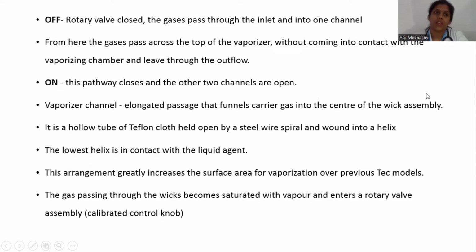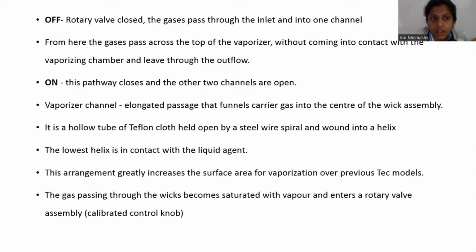Okay. When the vaporizer is off, the rotatory valve is closed. The gases will pass through the inlet into one channel, that is your bypass channel. It will not pass through the vaporizing channel. From here, the gases pass through the top of the vaporizer without being in contact with your vaporizing chamber and come outside the outlet. So it will just go straight through the top and will come out. That's all. It will never go inside and get in contact with your inhalational agent.